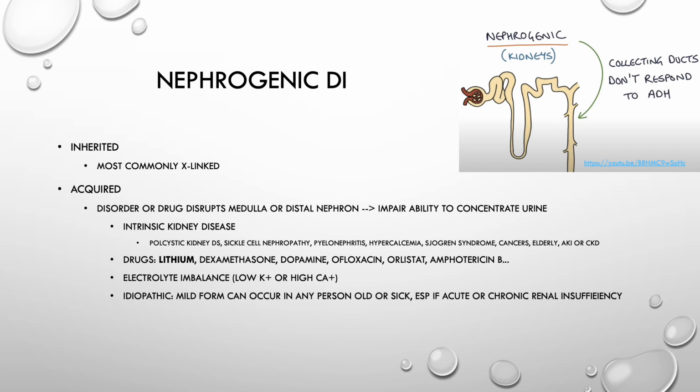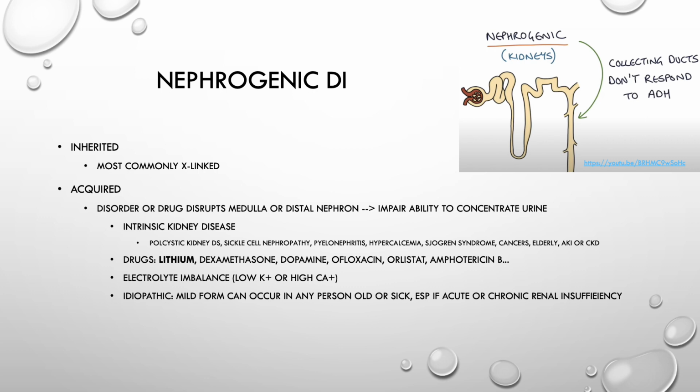Okay, other drugs, lithium. I think I've mentioned this, and so many of these endocrine disorders, lithium really messes up a lot of our endocrine function, and that is another big red flag. Dexamethasone, so steroids, can cause nephrogenic DI. Dopamine, some antibiotics like ofloxacin, orlistat, amphotericin B. This can be due to an electrolyte imbalance. So perhaps we have high calcium, and with calcium flows water, low potassium states.